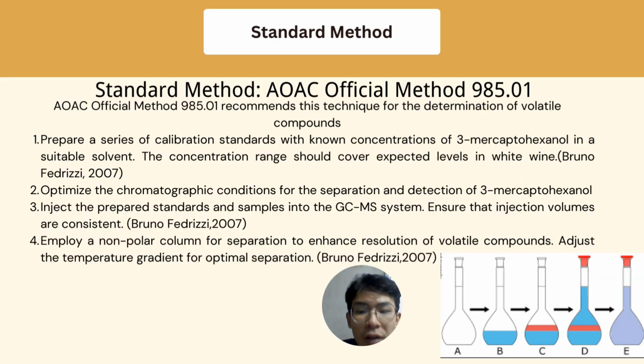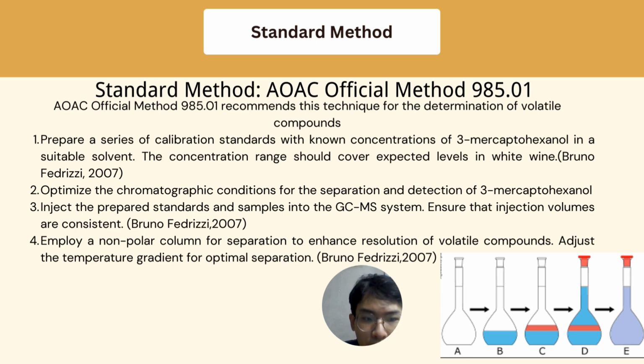Our next protocol for analysis of the concentration of 3-methylhexanol in white wine is by using AOAC official method 985.01. First is to prepare a series of calibration standards with known concentrations of 3-methylhexanol in a suitable solvent. The concentration range should cover expected levels in white wine. The second is to optimize the chromatographic conditions for the separation and detection of 3-methylhexanol. The third is to inject the prepared standards and samples into the GCMS system. Ensure that injection volumes are consistent.